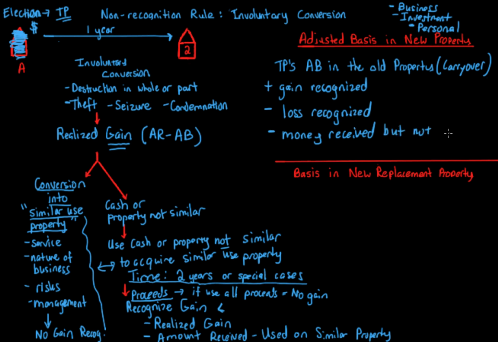But not used for similar property. So this formula makes a lot more sense. Well, the other one makes sense for like-kind exchanges, but this one is a lot easier to grasp. So let's take our example, right?